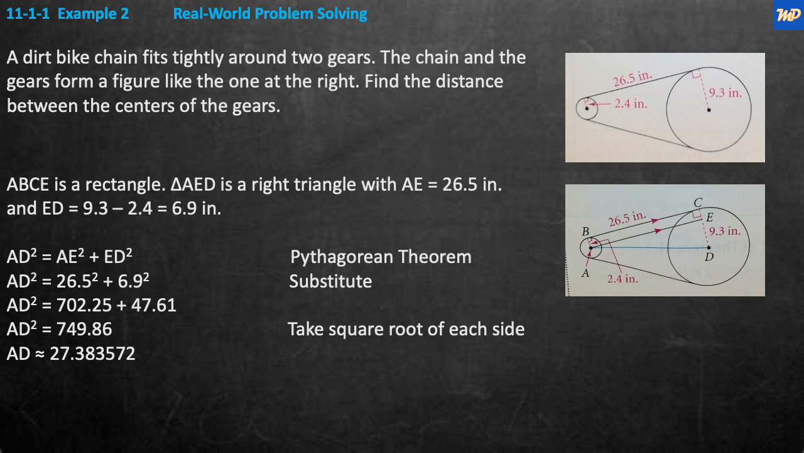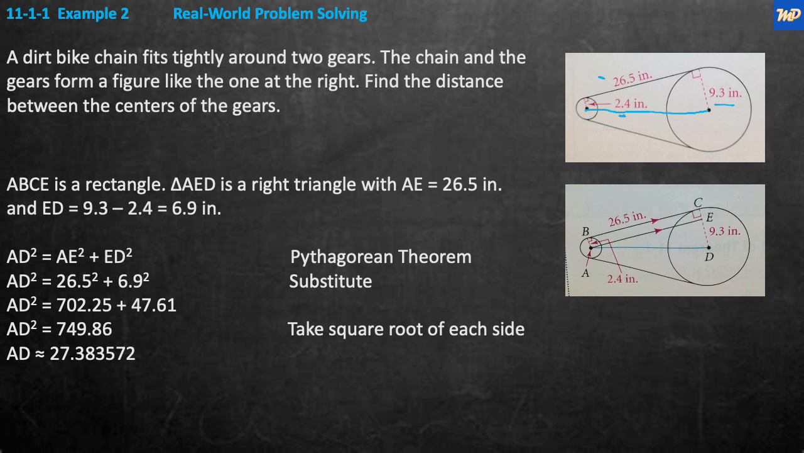So what do we know? We see the 2 gears. We see the front gear and the back gear. We see that the distance between the points of tangency, right here, is 26.5 inches. We see that the radius of the little circle here, the little gear, is 2.4 inches, and that the radius of the front gear is 3.9 inches. And so what can we do to find the distance from here to here? That's what they want to know.